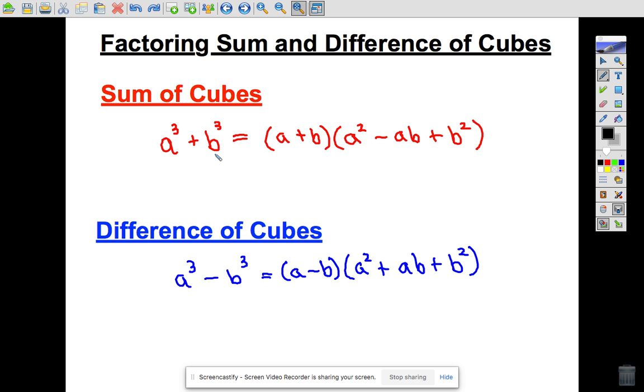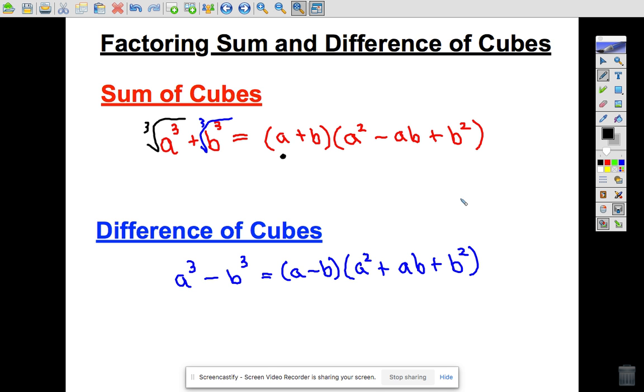So I say, okay, what do I do here to get a and to get b? Well, I'm going to take the cube root of a cubed. That's going to get me a. I'm going to take the cube root of b cubed, and that's going to get me b. That's going to get me my binomial part. So then, how do I get this part? Well, let's see. a squared. So I have to take this and square it.